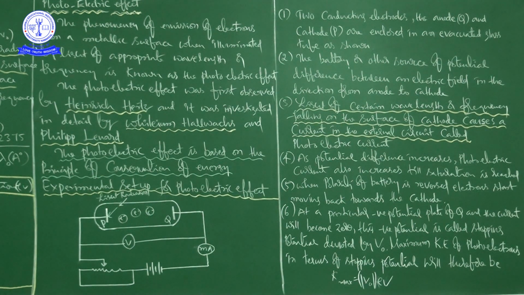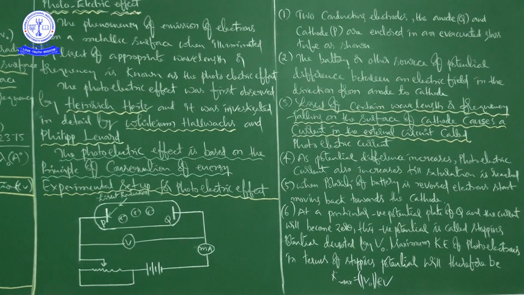One is anode, another one is cathode, enclosed in an evacuated glass tube. I will repeat once again. First point, two conducting electrodes, one is anode Q, another one is cathode P, are enclosed in an evacuated glass tube as shown in the figure. So here we have shown this is the cathode and this is the anode.